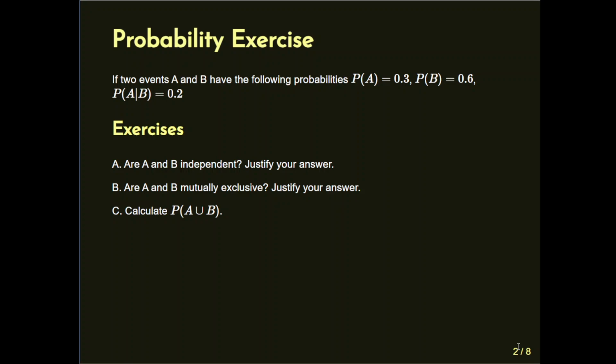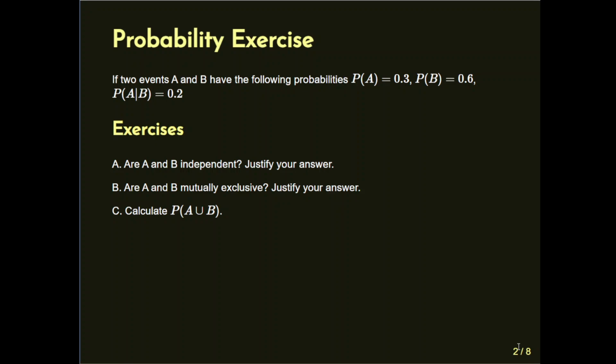If there are two events A and B with the following probabilities: probability of A equals 0.3 and probability of B equals 0.6, and we're given the further information that the probability of A given B is 0.2. This is a conditional probability, which is very important because it gives us further information that we can use.